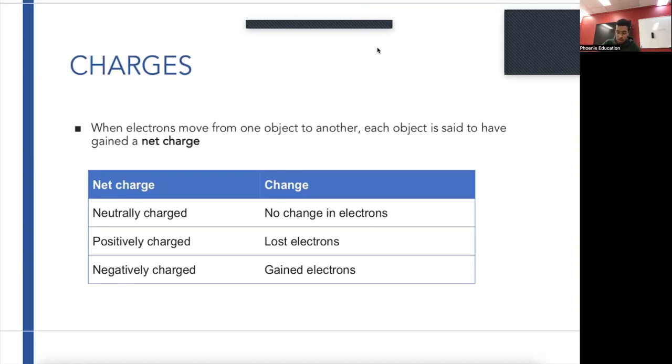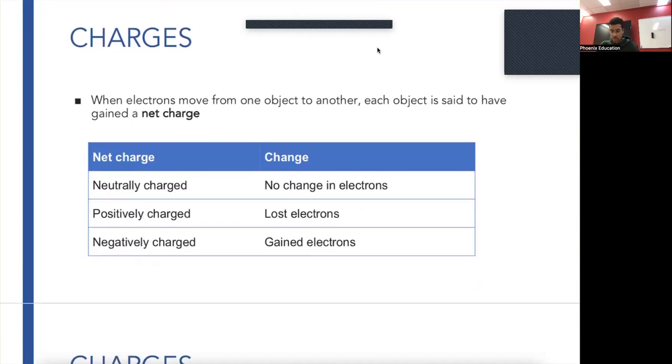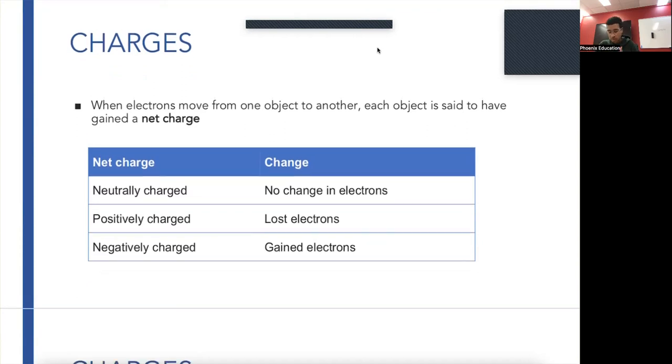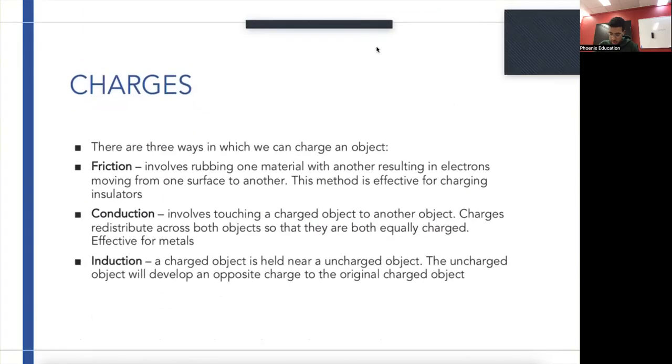It's the opposite for negative charge. For negatively charged, the atom must have gained more electrons to be negatively charged, since there has to be a net negative charge, okay? And obviously neutrally charged means there's no change in electrons, what we discussed earlier. Okay, so these are 3 different ways to describe how charges can change.